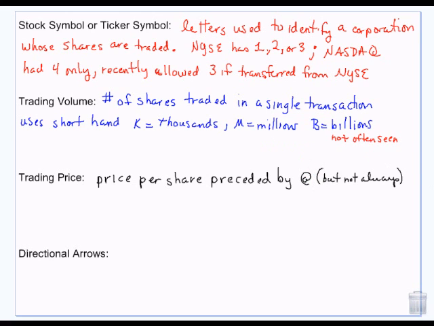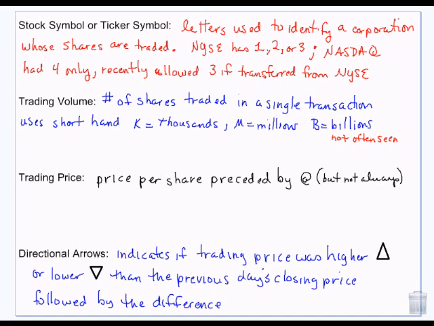And then directional arrows. We get the stock symbol, we get a trading volume, we get the trading price, and then we get a directional arrow that tells us if it's higher or lower than the previous day's close. So Bank of America, BAC 4K at 23.50, up arrow 4.25. That would mean that it sold at $23.50, which was up $4.25 from the previous day.